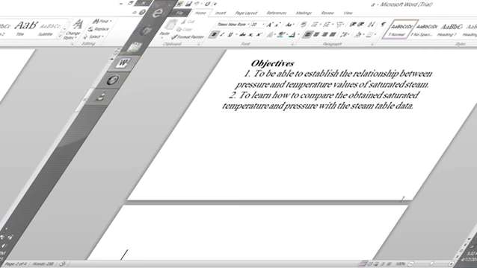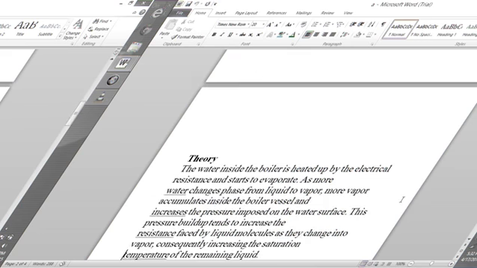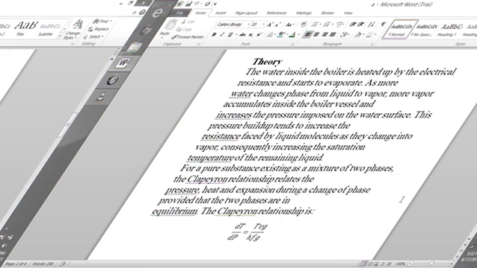Alright, and the objective, why we do this? Well, for a start, we do this to be able to establish the relationship between the pressure and temperature values of saturated steam. The second one is to learn how to compare the obtained saturated temperature and pressure with the steam table data. Now the theory of this.